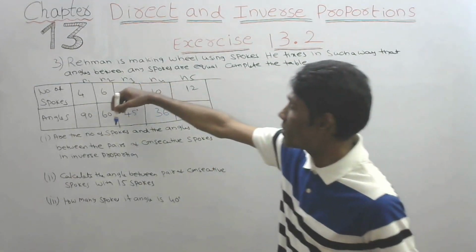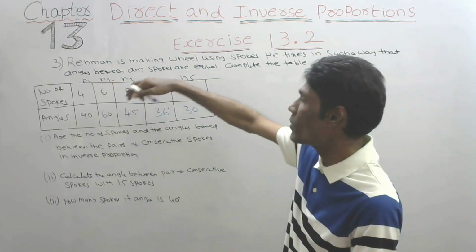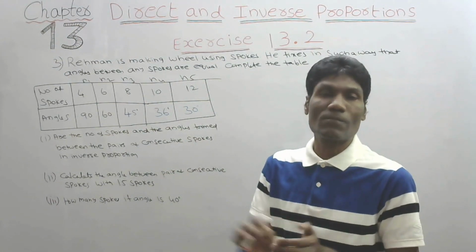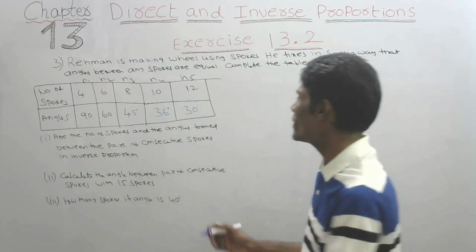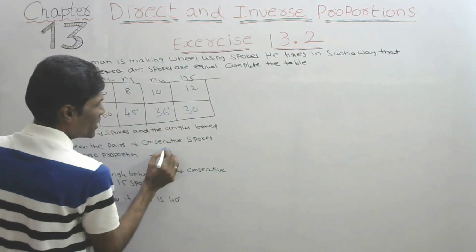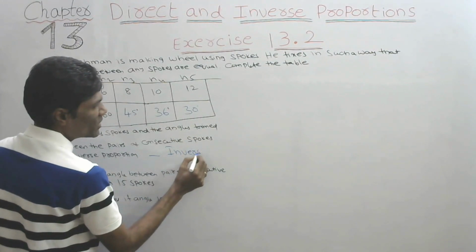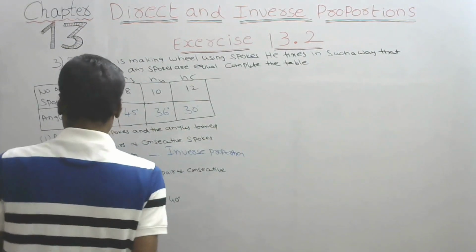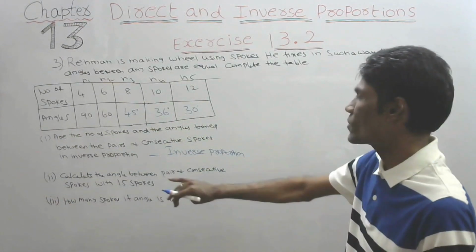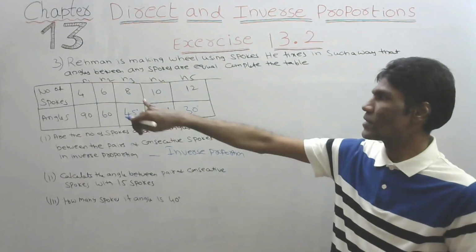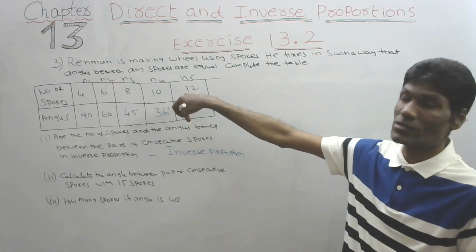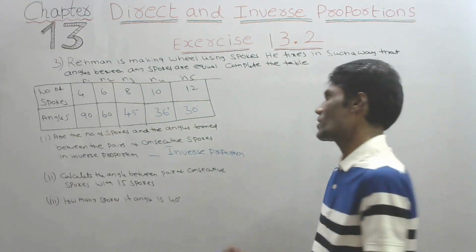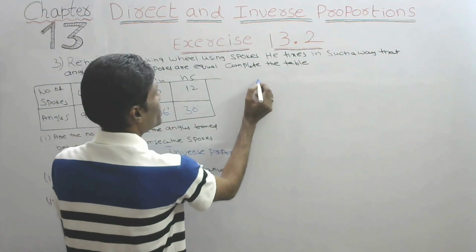What he says is, are the number of spokes and the angle formed between a pair of consecutive spokes in inverse proportion? Yes, they are in inverse proportion. We have already seen this. Next, calculate the angle between a pair of consecutive spokes with 15 spokes. Up to here, it is given 12 spokes. If the spokes are 15, then find the angle. That is the question.